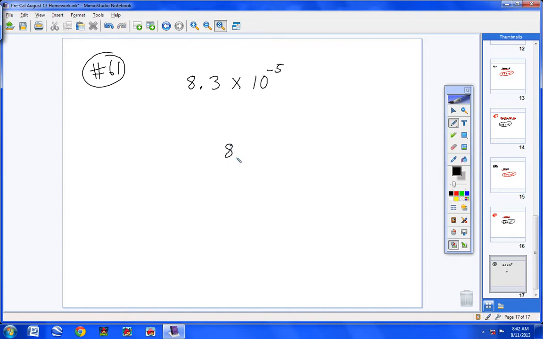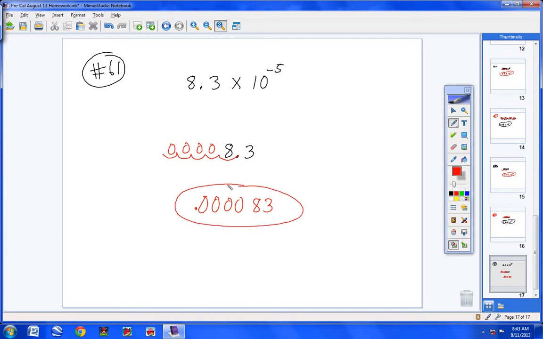So I start off with 8.3, and now watch carefully as I move the decimal. I start here and I go 1, and then 4 more places. So 2, 3, 4, 5. So I'm going to have to insert 4 zeros. Now a lot of students see that 5 and they think automatically it's 5 zeros, and that is not correct. It's 0.00083. All right?